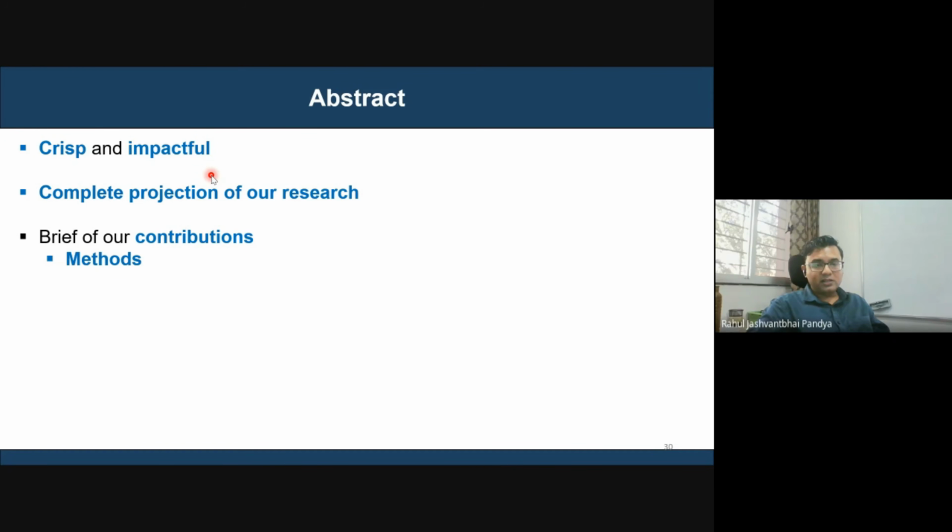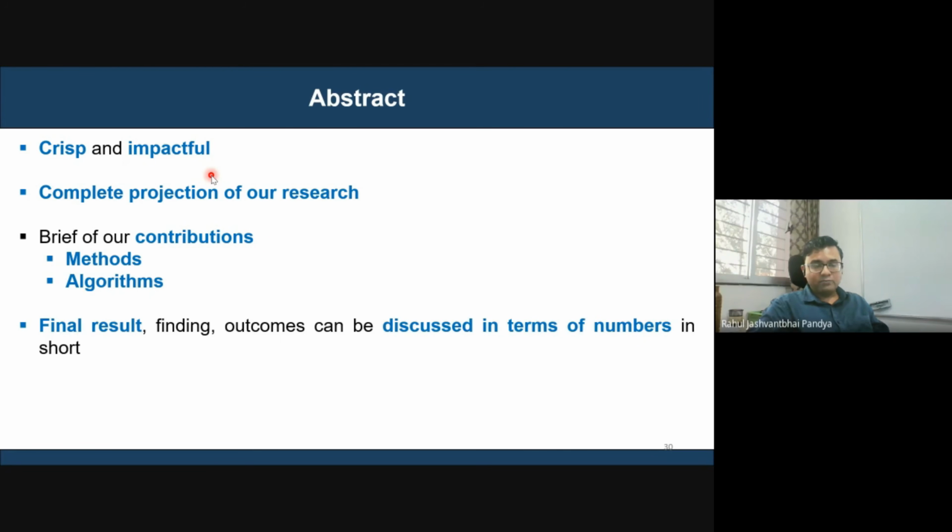So here you can say the methods, if you're proposing algorithms, maybe if you're proposing some sort of experimental setups, anything, right, based on your research work. And once this is done, the final pinnacle points of your results, your findings, outcomes, can be discussed in terms of numbers, maybe in a single or two lines, not in a stretched manner, right? So the final results, findings, and outcomes can be discussed in terms of numbers here in short.